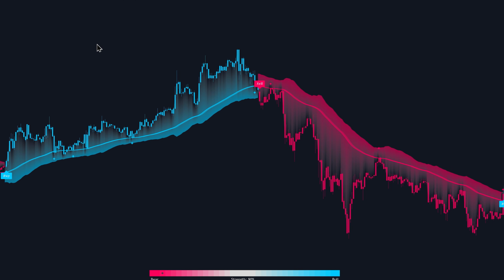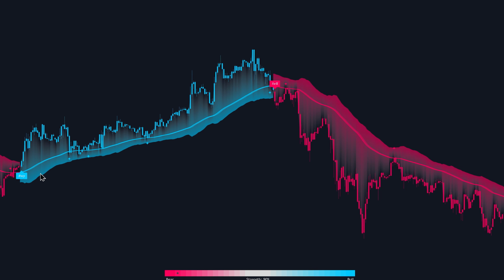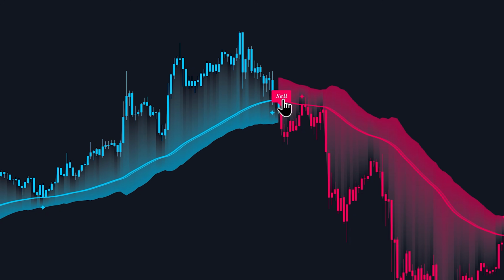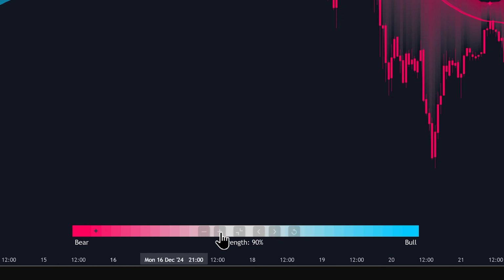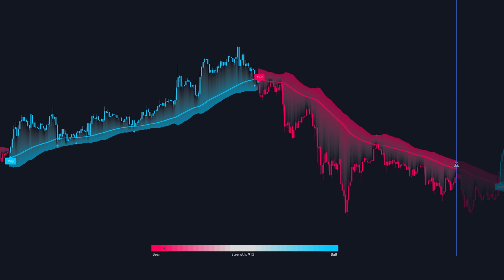You'll see a colored cloud that flips between bearish and bullish regimes, 2 adaptive bands that act like flow-based trend boundaries, buy and sell labels at regime switches, diamond markers during pullbacks, and a strength meter that shows how strong the current regime is. Here's what each component means in plain English.